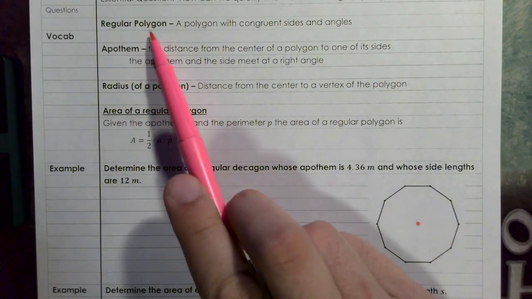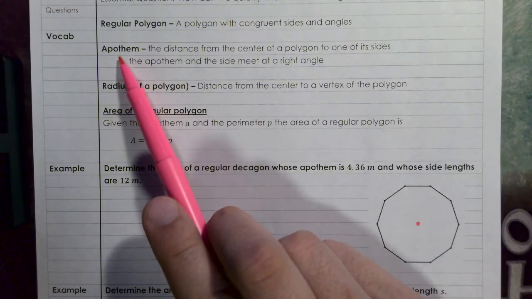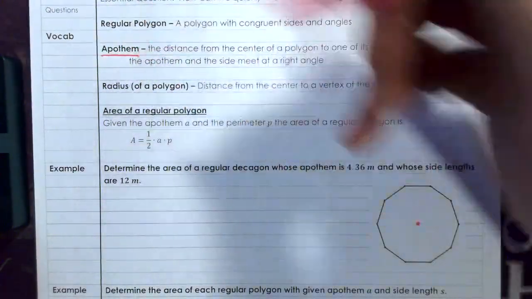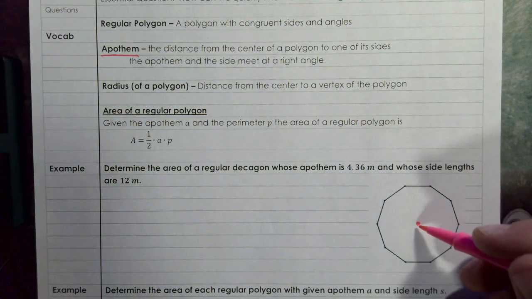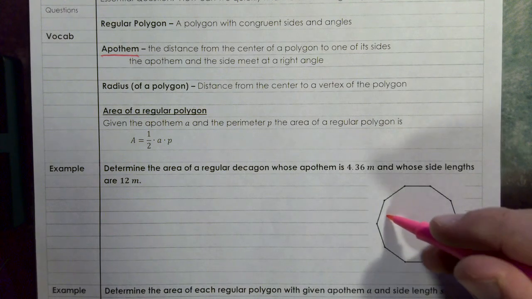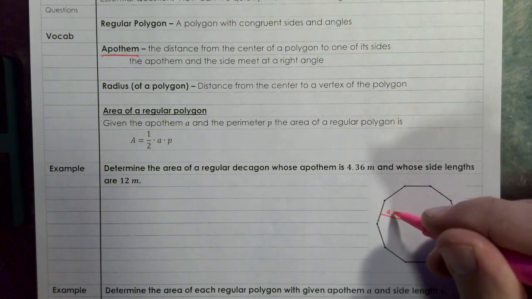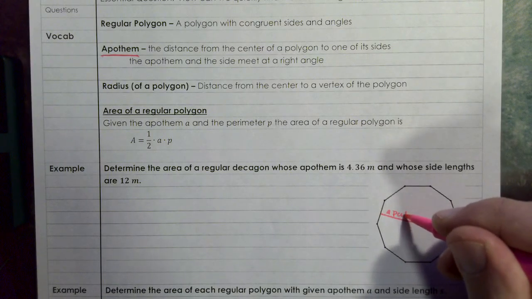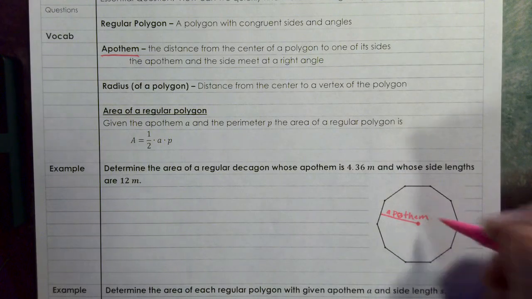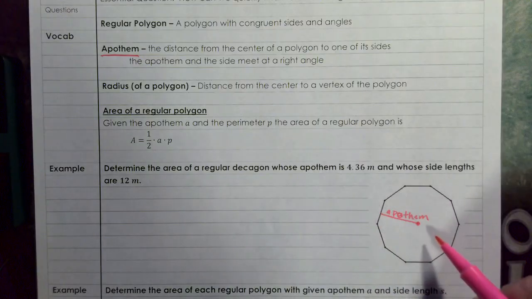If you have a regular polygon, you get this thing called the apothem. I can't say this word quite right, but the apothem is this line that goes from the center to a side of our shape. So this is our apothem for our shape.